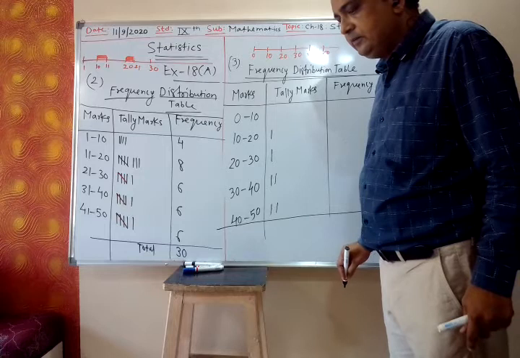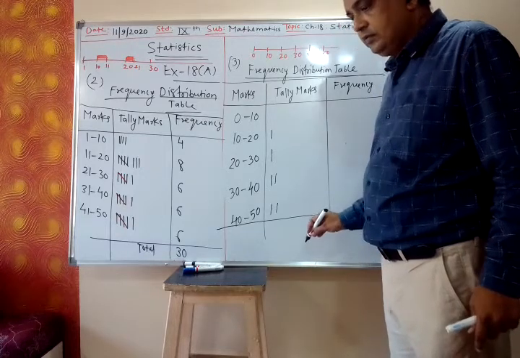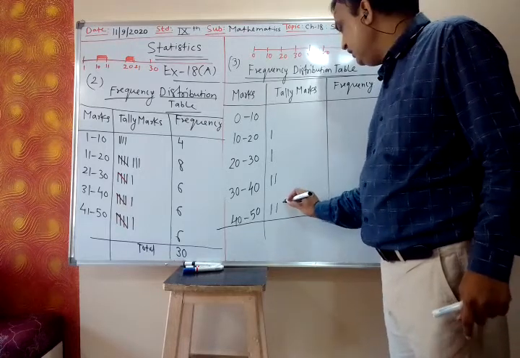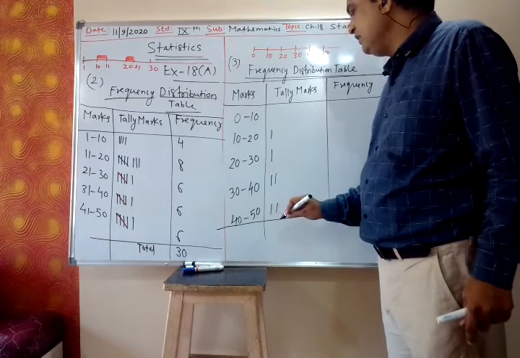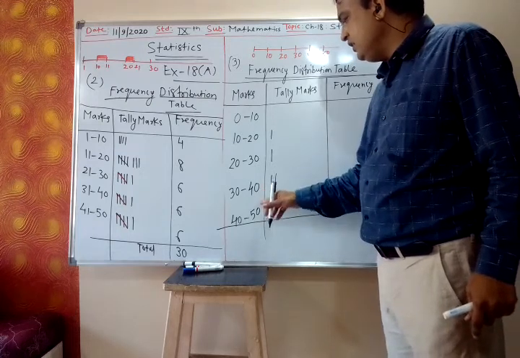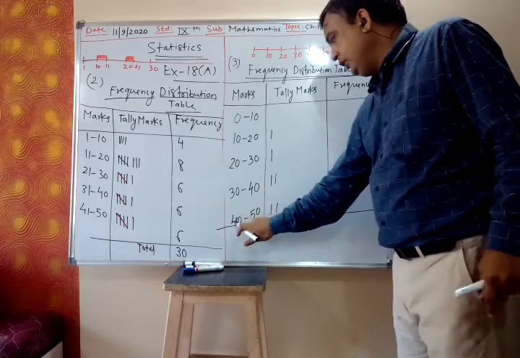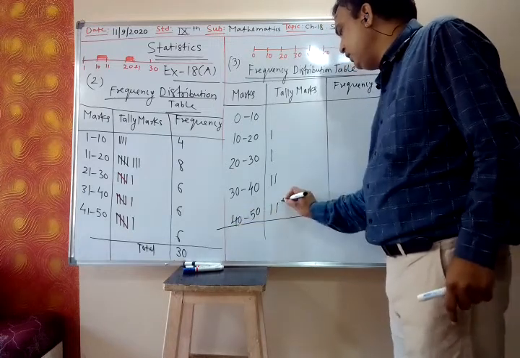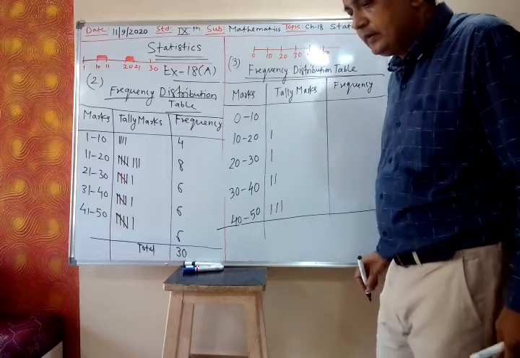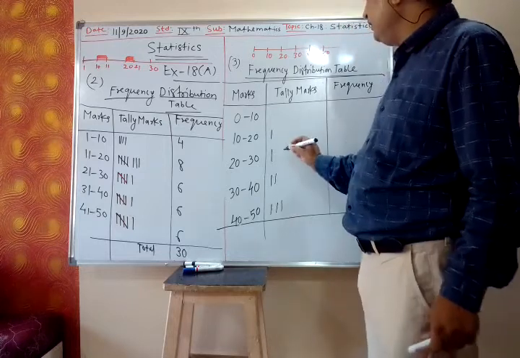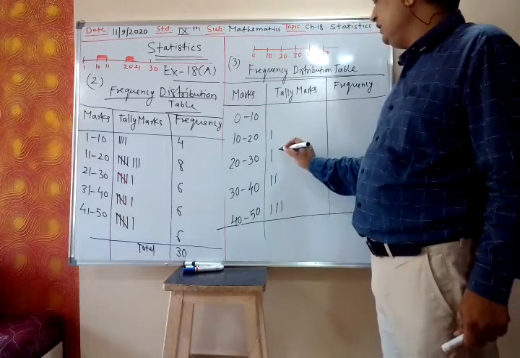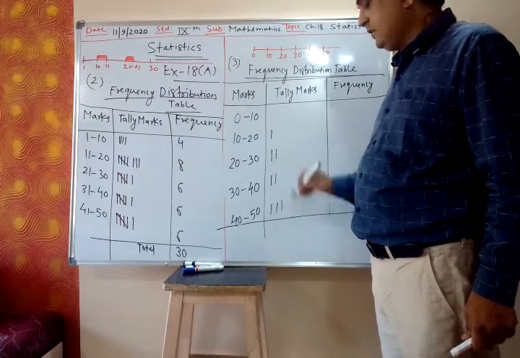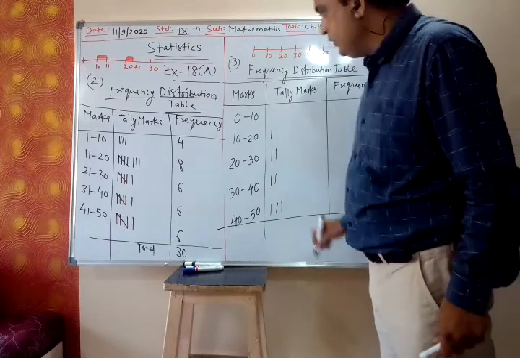Then 40. Where will you write 40? In 40 to 50, because 40 is in the lower limit. So we write 40 in this interval, 40 to 50. Then 29. 29 you will write in this. Then 0.